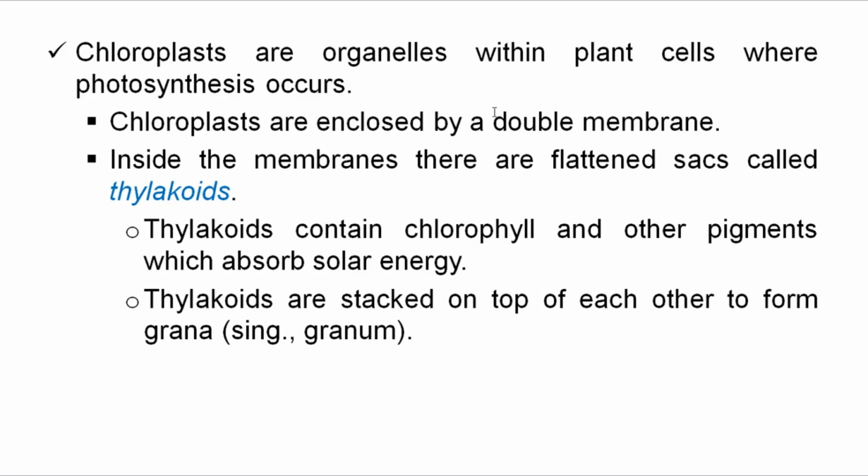Chloroplasts are enclosed by a double membrane. Inside the membrane, there are flattened sacs. These flattened sacs are known as thylakoids. Thylakoids contain chlorophyll and other pigments which absorb solar energy, which absorb light energy. These pigments are important to absorb light energy or solar energy.